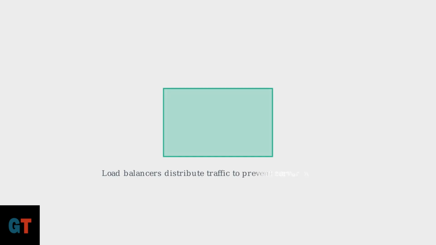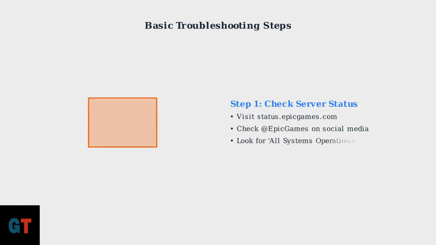This load balancing system automatically distributes incoming login requests across multiple servers, preventing any single server from becoming overwhelmed and ensuring consistent performance for all users. The first step in troubleshooting any login issue is to check the Epic Games server status page. Visit status.epicgames.com to see if there are any ongoing outages or maintenance activities affecting the authentication servers.